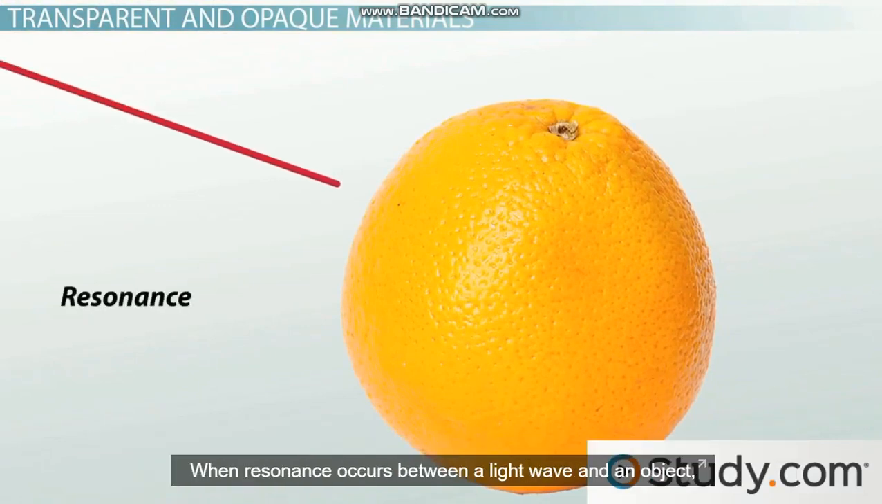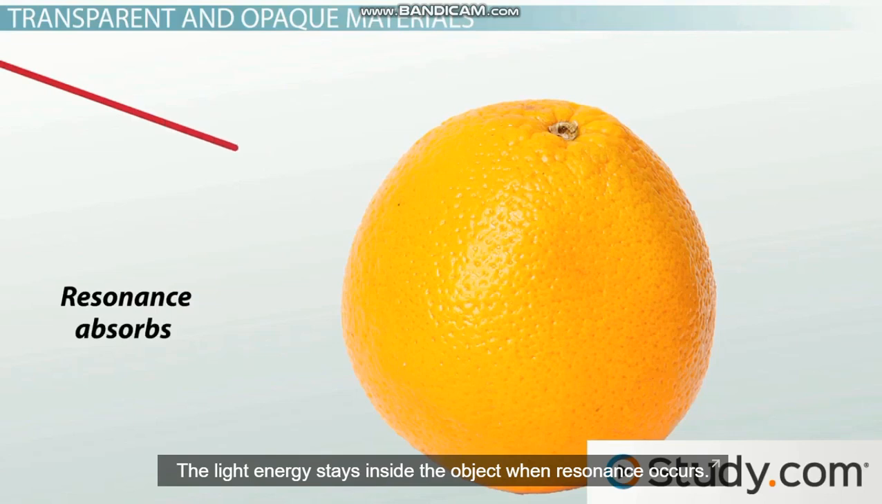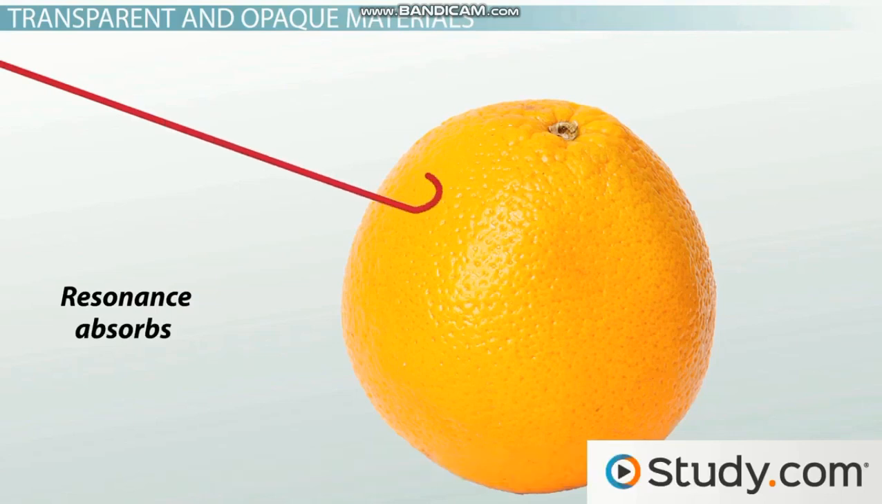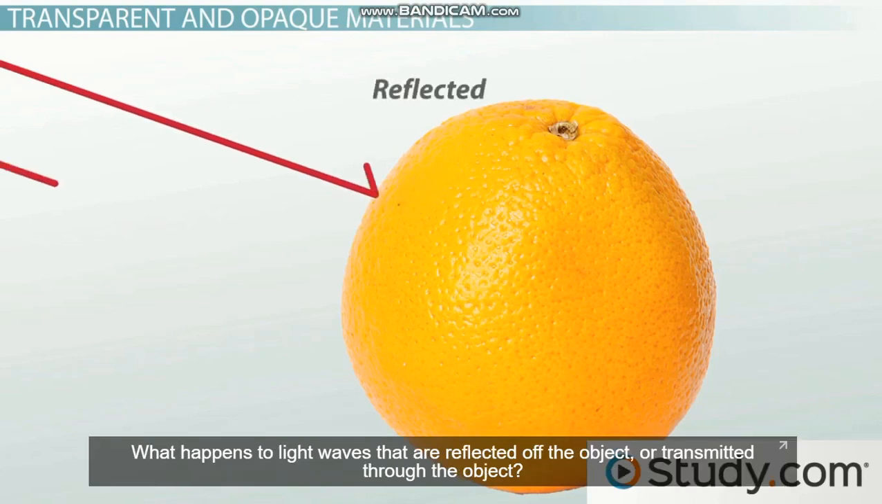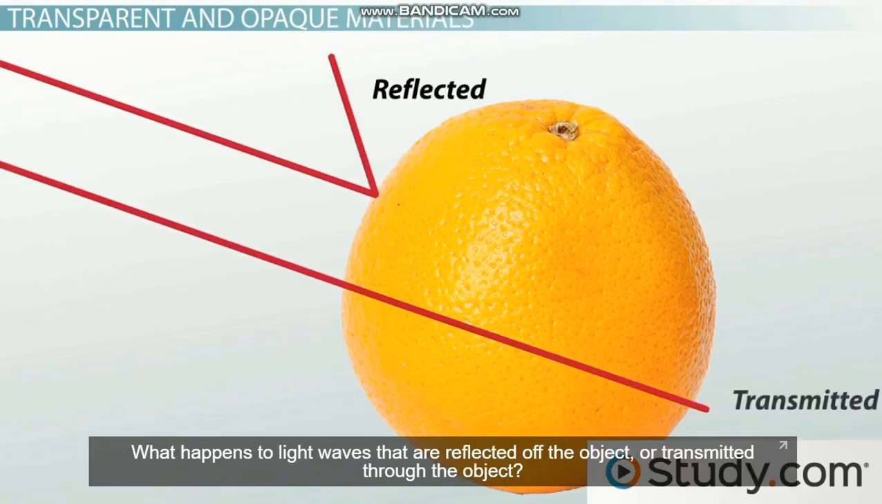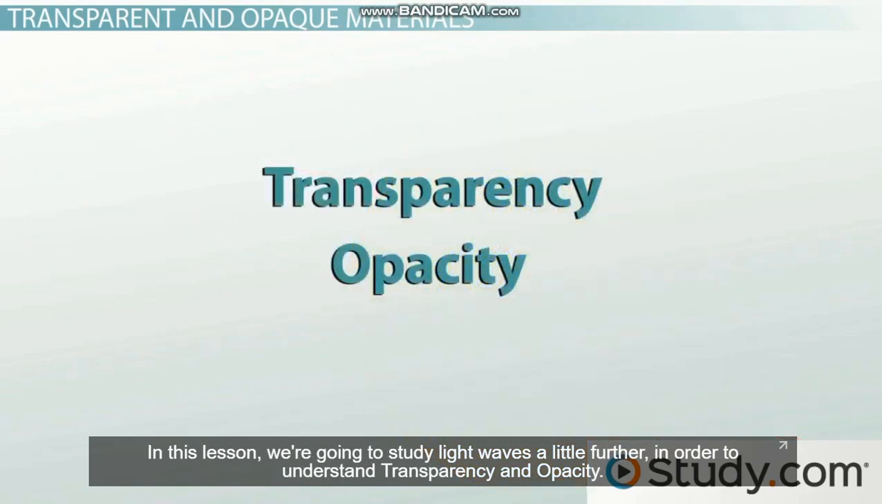When resonance occurs between a light wave and an object, the object absorbs the energy of that light wave. The light energy stays inside the object when resonance occurs. But what about when resonance does not occur? What happens to light waves that are reflected off the object or transmitted through the object? In this lesson, we're going to study light waves a little further in order to understand transparency and opacity.